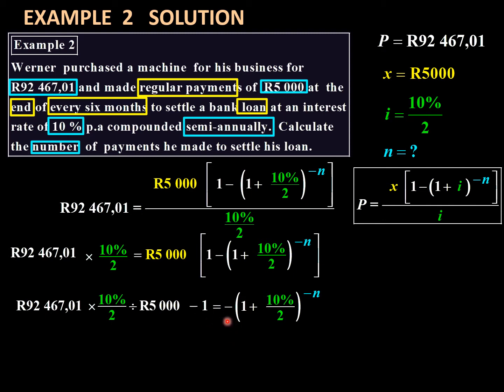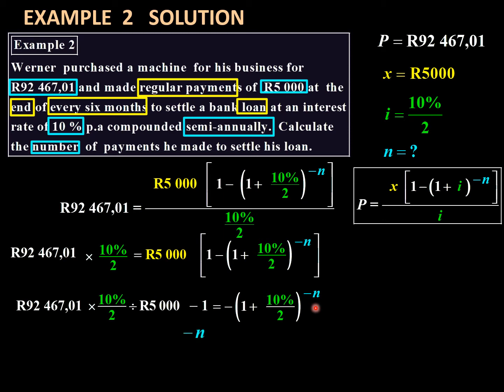That's correct. Negative will make this a positive, and then I also need to have a negative there. So if this negative 1 is going to be transposed, it will make that a positive, and it will make this a negative. So let's see.